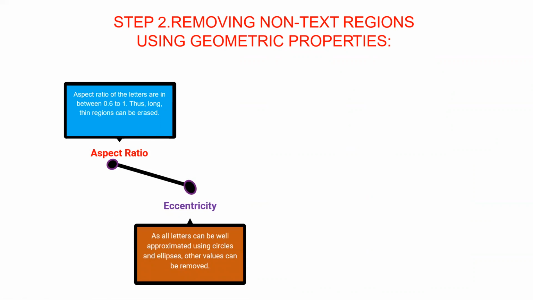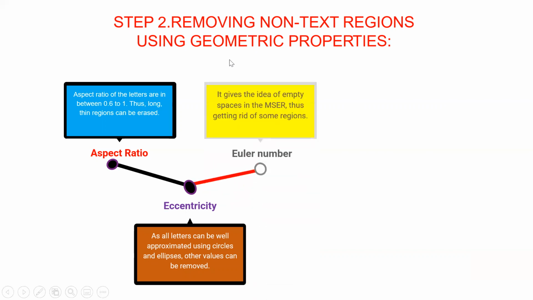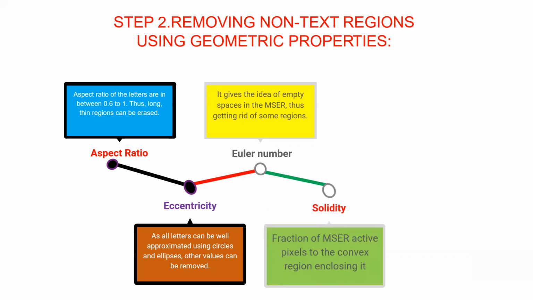And the next property is eccentricity. As all letters can be well approximated using circles and ellipses, other values can be removed by using this property. And Euler number. It gives the idea of empty spaces in the MSCR regions, thus getting rid of some regions. And solidity. Fraction of MSCR active pixels to the convex region enclosed in it.